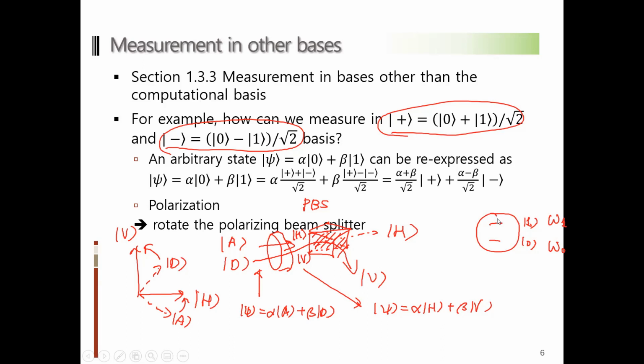So if you want to measure in the plus minus basis, then we should do something similar to this one. There is some kind of physical process which will transform the zero state into the superposition of 0 plus 1 state. And then the same process also changes the one state into the 0 minus 1 over square root of 2 state. Such a process is generally called Rabi oscillation.